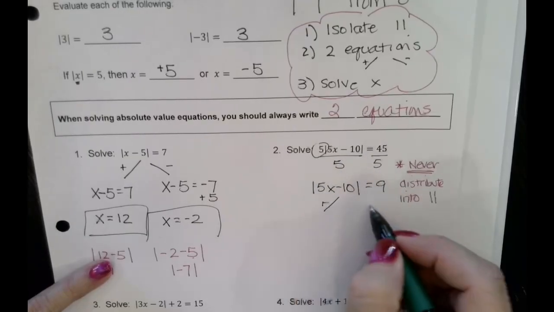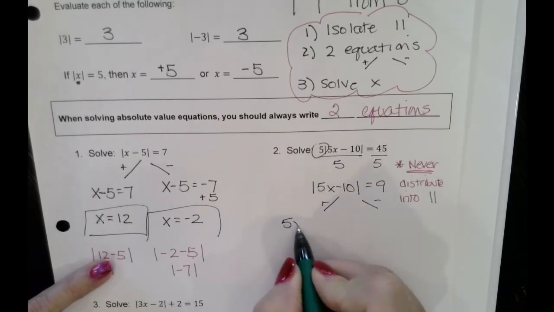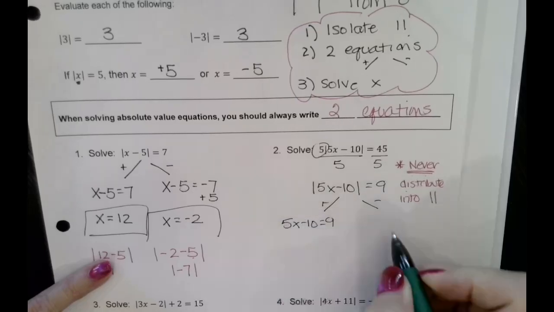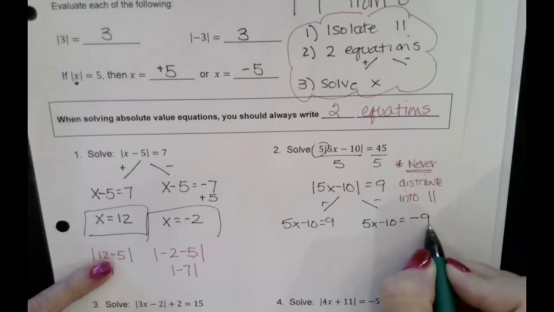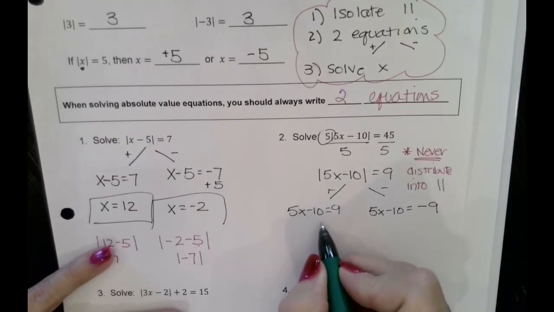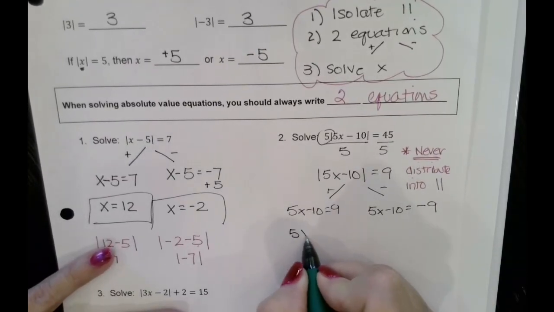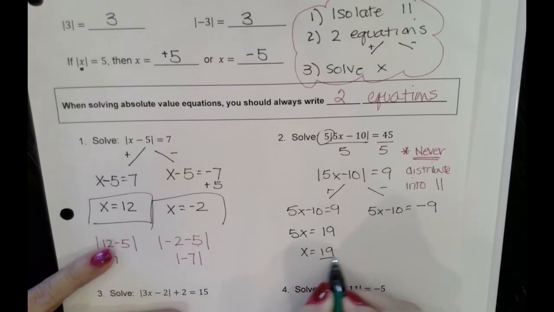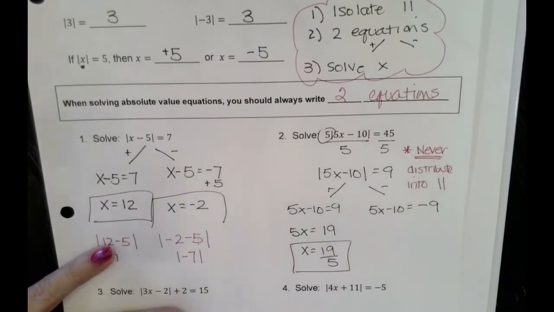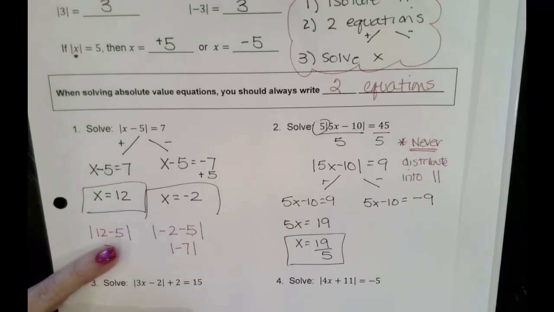So now I have my two sides here. So I have 5x minus 10 equals 9, and 5x minus 10 equals negative 9. So now I'm going to add 10 to both sides, and I have 5x is 19. So x equals 19 over 5. It is okay to have a fraction.